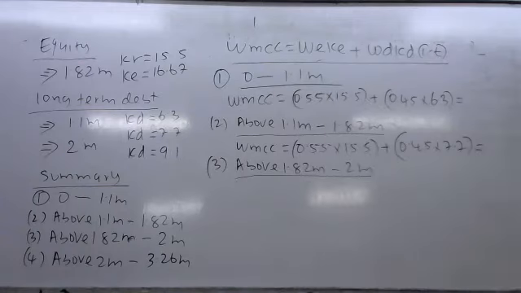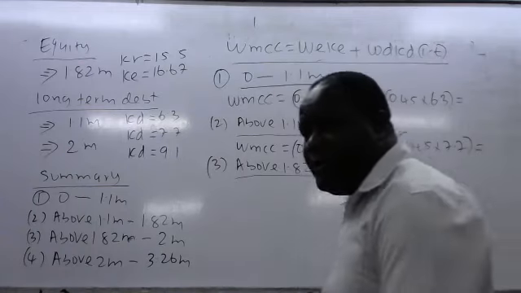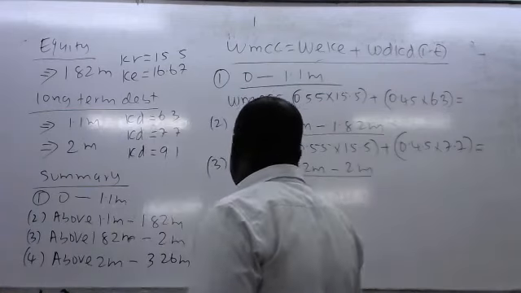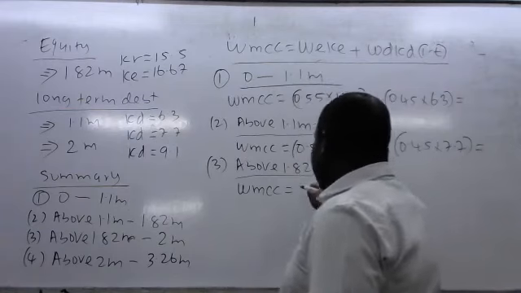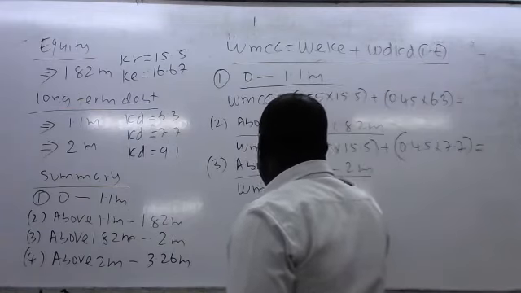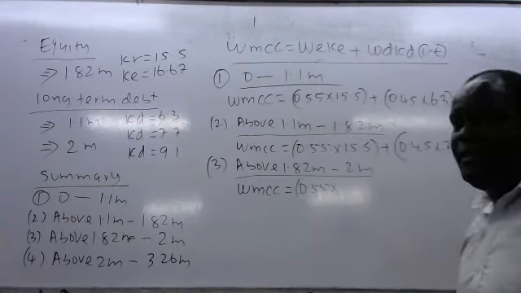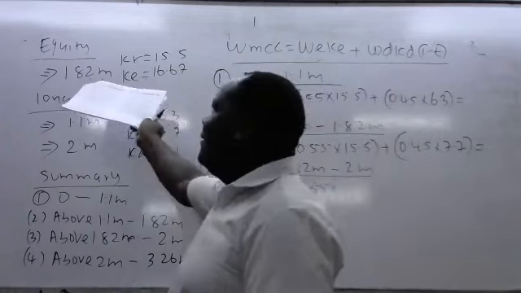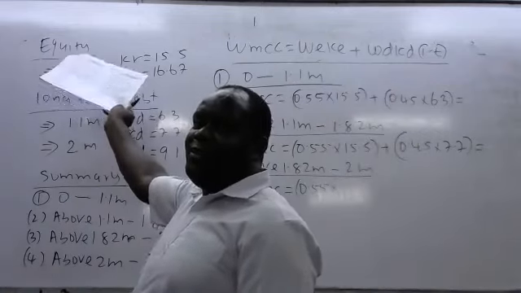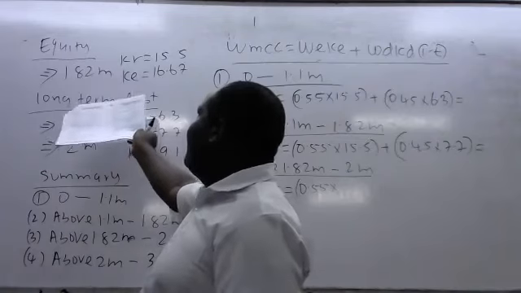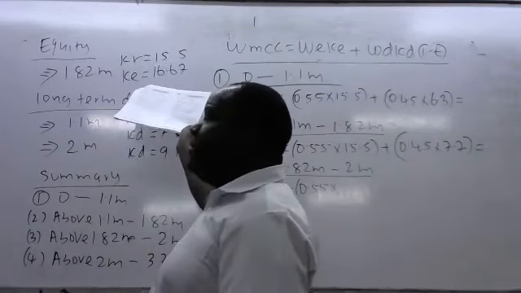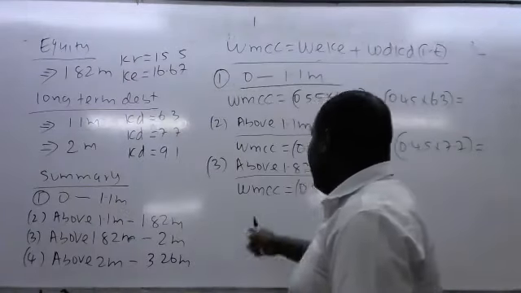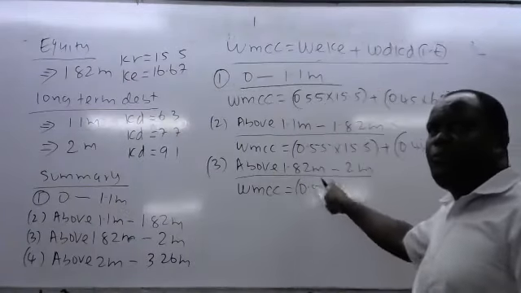So this one, to compute the WMCC, it is 0.55. But remember, under equity, now we are above. You can see we are above what? 1.82. So now we change from the retained earnings to ordinary share, the 16.67, because here we are above 1.82 to 2 million.